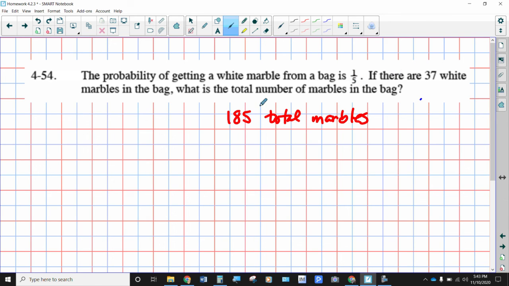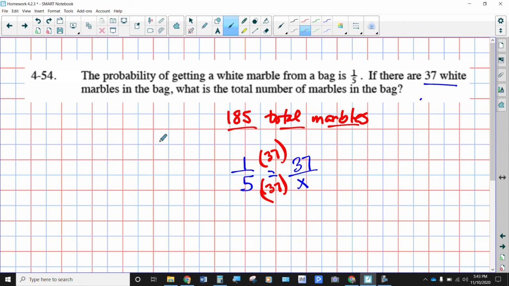And it says here, if there are 37 white marbles in the bag, we can use that to figure out how many must be the total, right? So if the simplified ratio of white marbles to total marbles was 1 out of 5, and we know there are 37 white marbles, we can figure out how many total marbles are in there by using our proportional reasoning. So here, what are we multiplying times 1 to give us 37? That would be 37. So we're going to multiply 5 times 37 because that is our giant 1. And we end up getting 185 as our final answer.